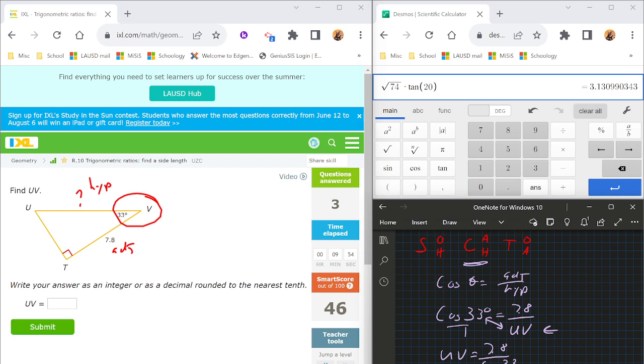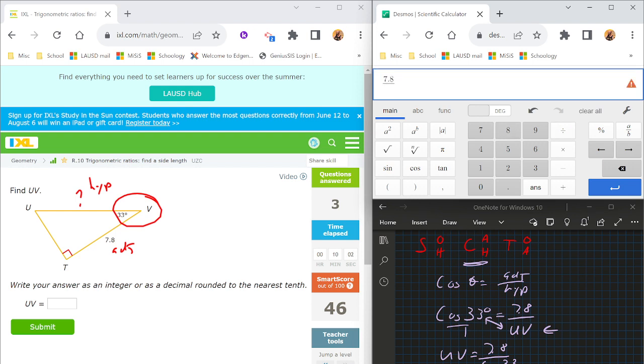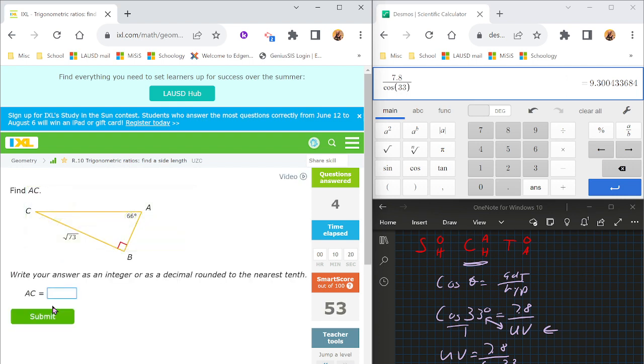So I'm going to come up to my Desmos calculator again. And I'm going to have 7.8 divided by, there it makes that fraction, cosine 33. Looks like what I got. We can see the answer there, 9.3, that's what it's going to round to. Let's pop it in over here, 9.3. Check it. We got it.